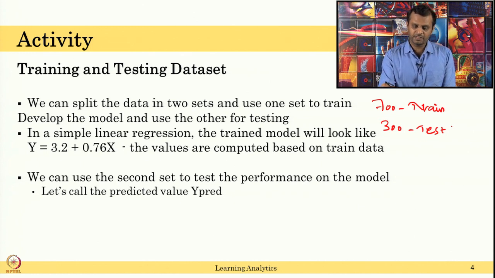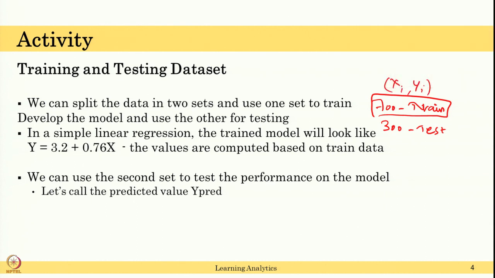So, the train data is 700 students' historical data with xi and yi information. So, 700 pairs of xi and yi, where xi can be x1, x2, and yi is only y, because we have only a single performance variable. So, this pair is basically x1, x2 and y, 700 samples like this.